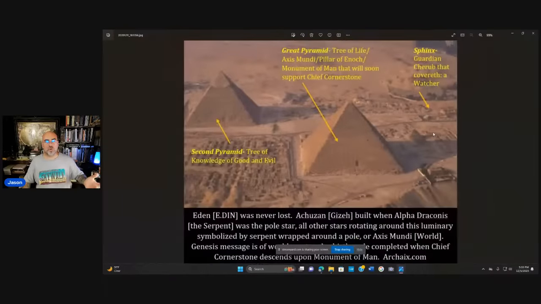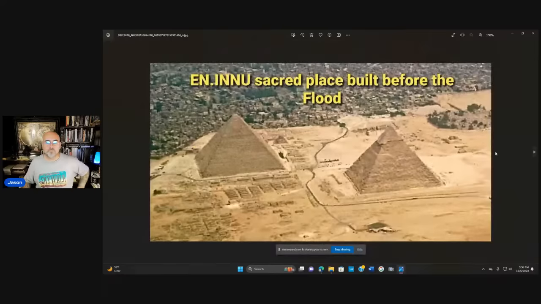What did the ancient Greeks say about the Sphinx? It was called the Riddler, the throttler. The Sphinx would kill you if you approached it, because nobody could answer its riddle. And as soon as you were wrong in your answer, you died. This is the Sphinx. It kept people from getting too close to Eden.